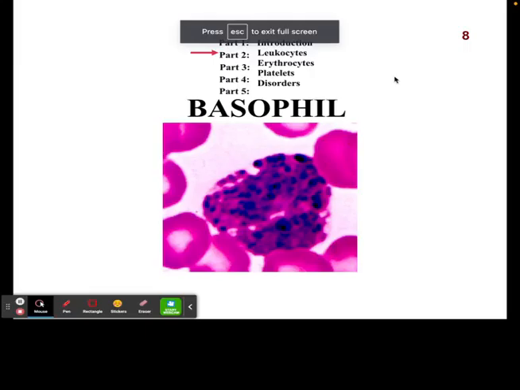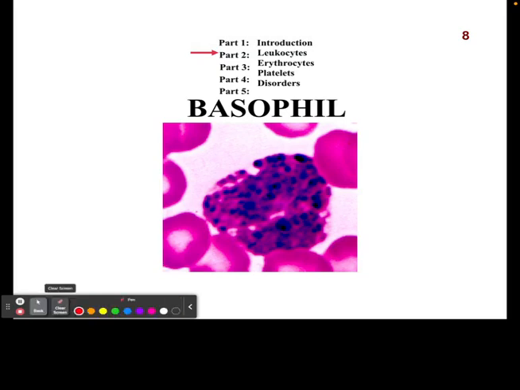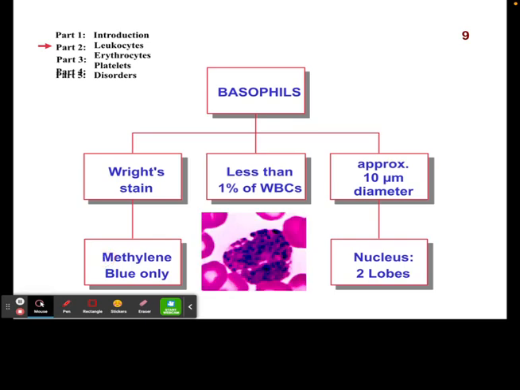All right, everybody, let's talk about basophils. Before we even get into basophils specifically, we can look at the picture and determine that they are a type of granulocyte, like we discussed, because you can see all these little granules inside of the cell. So, basophils. Again, same picture.